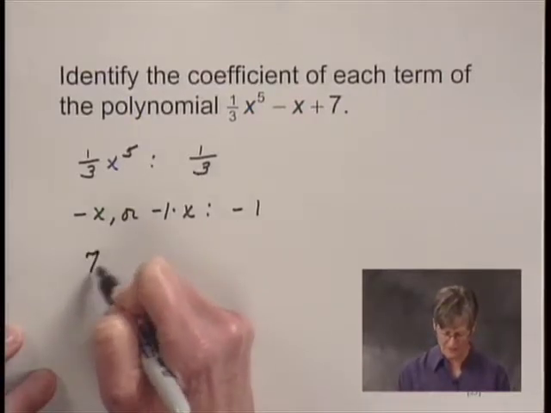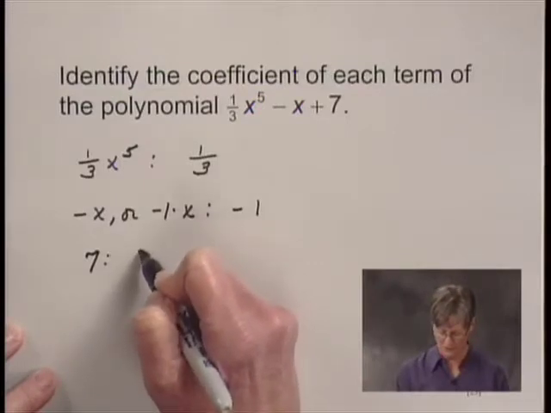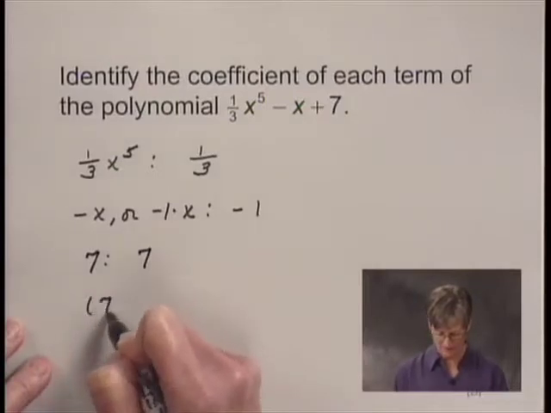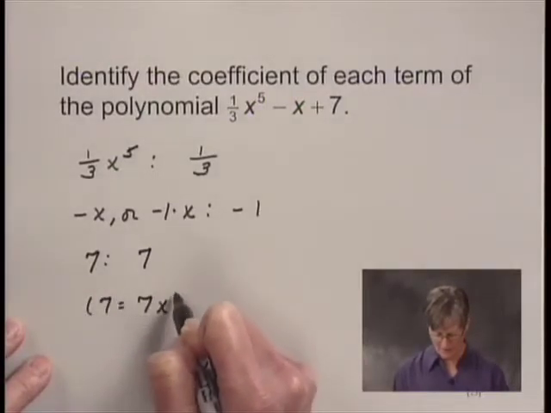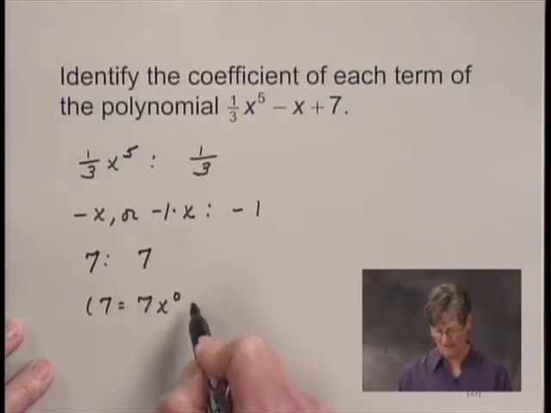And the last term is 7, a constant term. And for a constant term, we just say that the coefficient is the term itself. So the coefficient of 7 is 7. I can think of 7 as 7 times x to the 0 power, and that's why we pick up the constant itself as the coefficient.